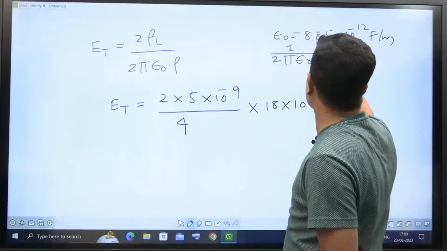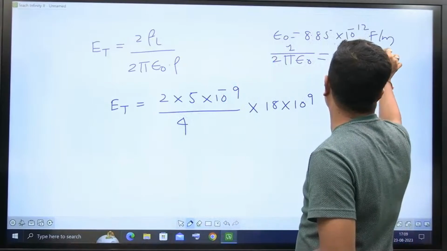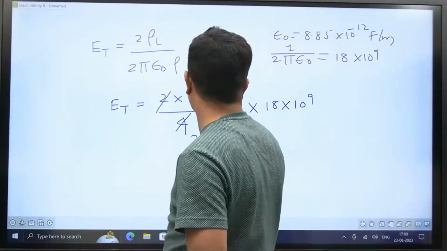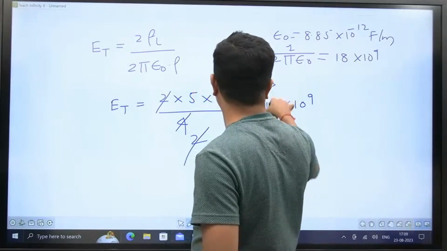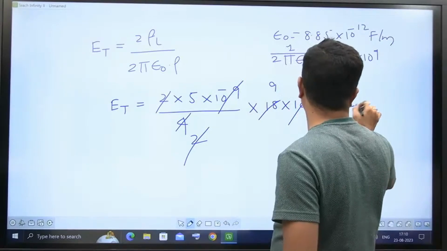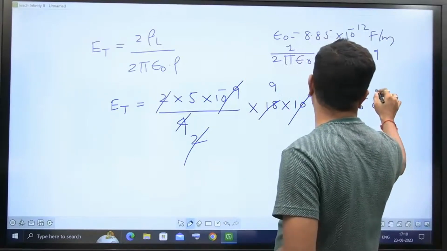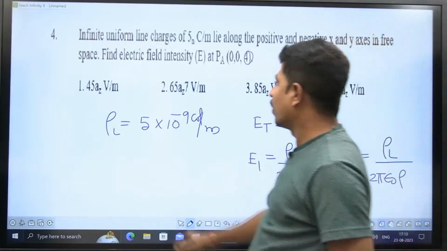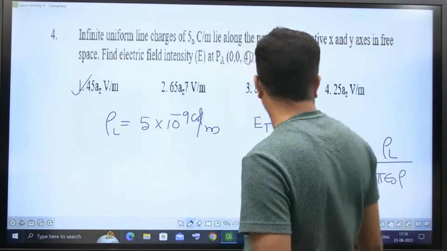That is simply 18 into 10 to the power of 9. Now if I simplify this, this 2 times gone, how much is this? 9. This 10 to the power of 9, 10 to the power of 9 gone. Then you're left with 9 into 5, which will be 45. Yes, 45. Come back, what is the option? 45 volt per meter.